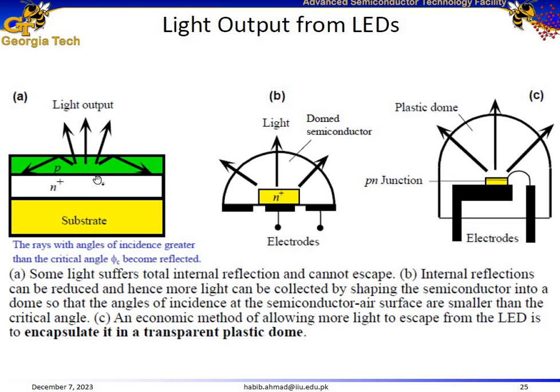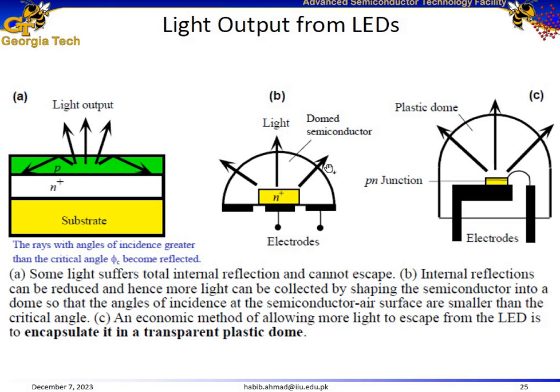So if the angle of these incident photons with respect to the vertical axis is smaller than a certain critical angle, then these photons would escape the light emitting diode and move into the outer environment, which in this case is air. However, if the angle of incidence of these photons is greater than some certain critical angle, then they are going to be reflected back into the structure, resulting in lower external quantum efficiency of the device.